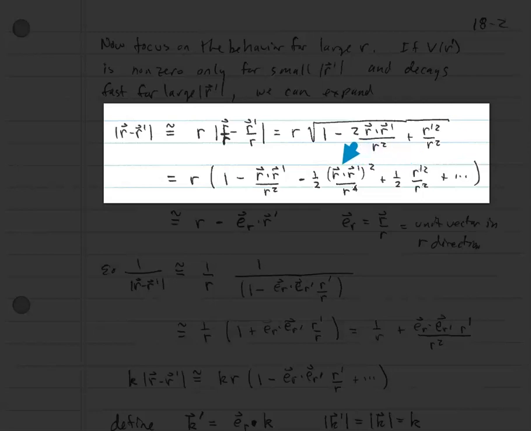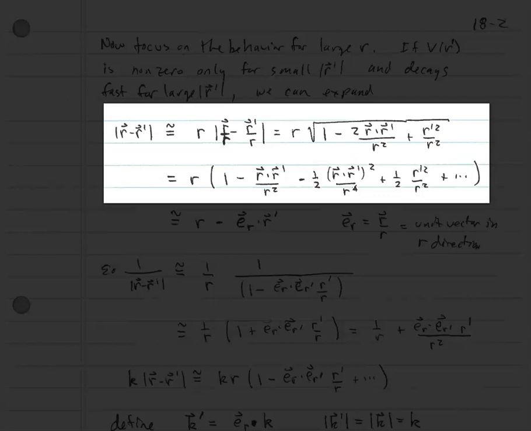And then I get a second term, which is the quadratic expansion of the middle term. That will have a factor of 1/2 times minus 1/2 times 1/2, which is a total of minus 1/8. The 2 is squared, which gives me 4, so I get a net of minus 1/2. And I'll have an (r·r')² over r⁴.